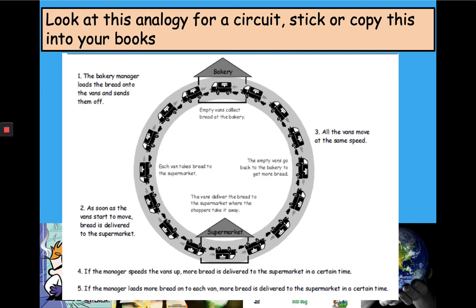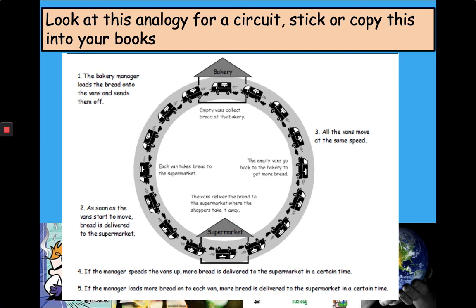As we look at number 1, it says the bakery manager loads the bread onto the vans and sends them off. So that's a starting point. We need the bread, we need it to be delivered. So the bakery manager is loading the bread onto that van there. Then at number 2, as soon as the van starts to move, bread is delivered to the supermarket. So from where it starts off, where it's made, it's packed in the lorry or the van, and then it's sent to the supermarkets from where we buy it.